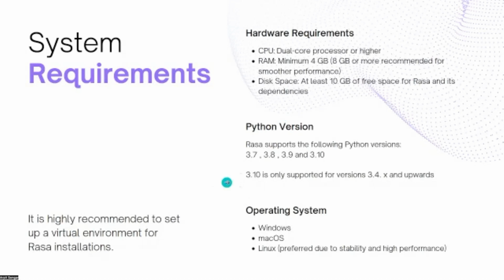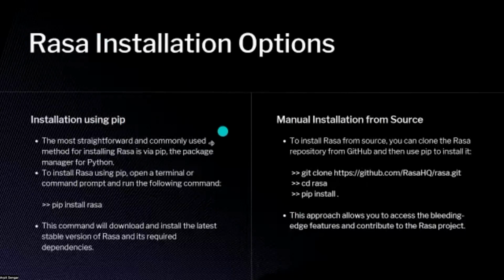Next, we have the Rasa installation options. What options do we have? Here are two options that you can install Rasa with. First, you can install it using the pip command, the pip package installer that comes with Python. This is the most straightforward and commonly used method for installing Rasa.